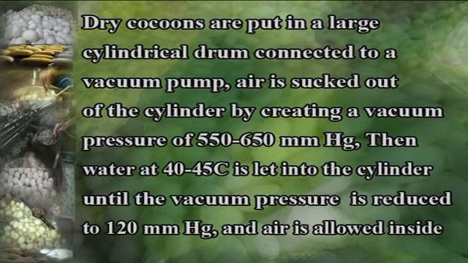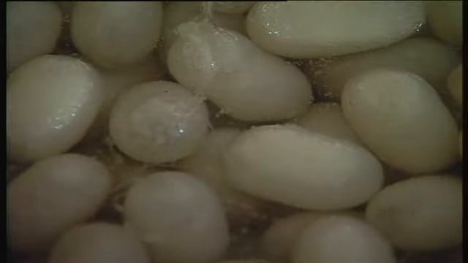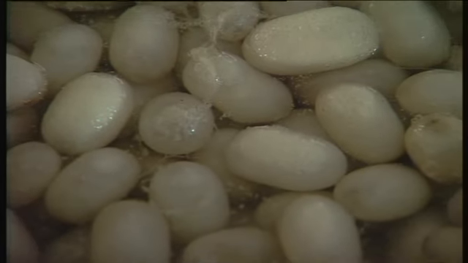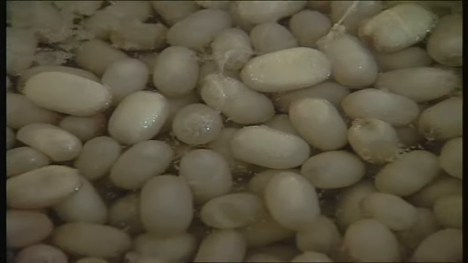The amount of sericin loss and cocoon outer layer waste is reduced and raw silk yield is increased. Dry cocoons are put in a large cylindrical drum connected to a vacuum pump. Air is sucked out of the cylinder by creating a vacuum pressure of 550 to 650 mmHg. Then water at 40 to 55 degrees is let into the cylinder until the vacuum pressure is reduced to 120 mmHg and air is allowed inside.